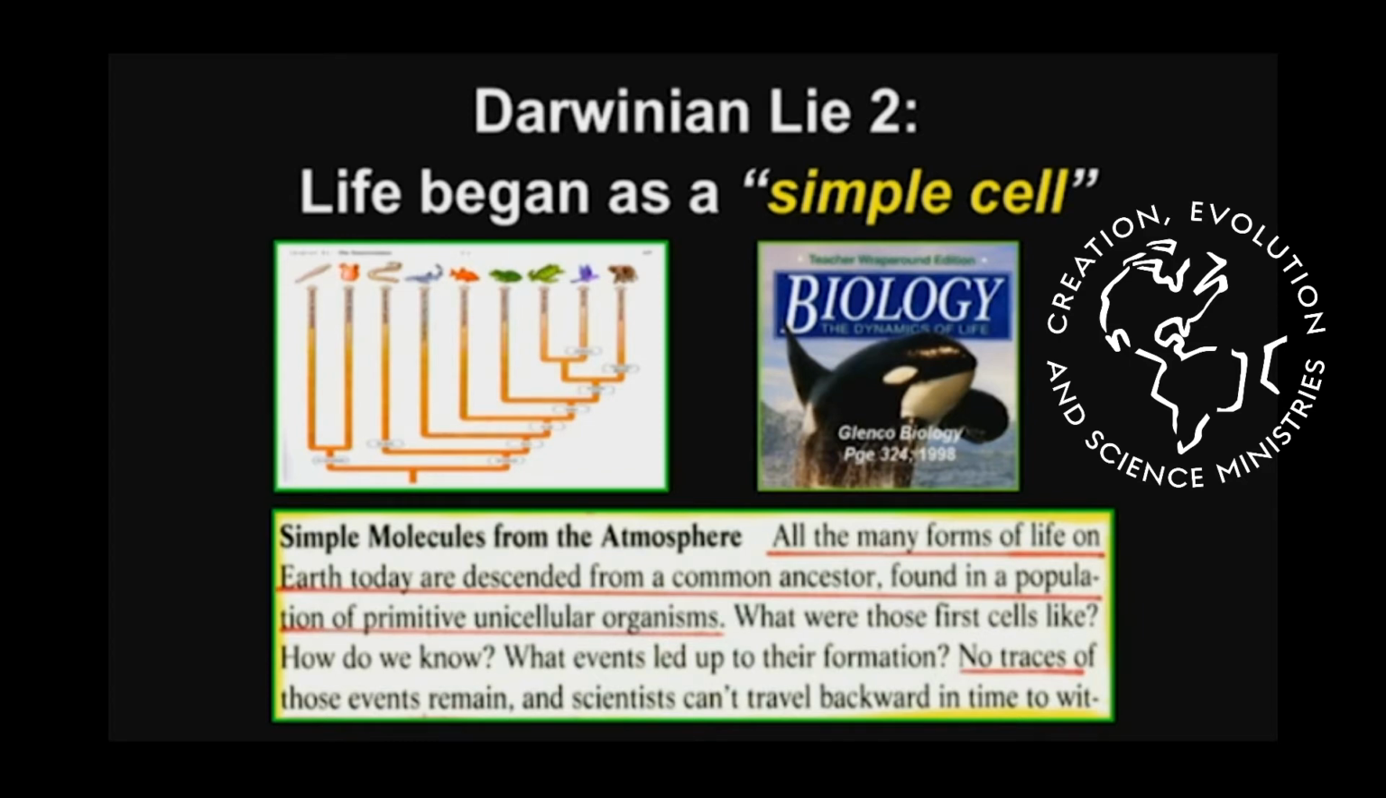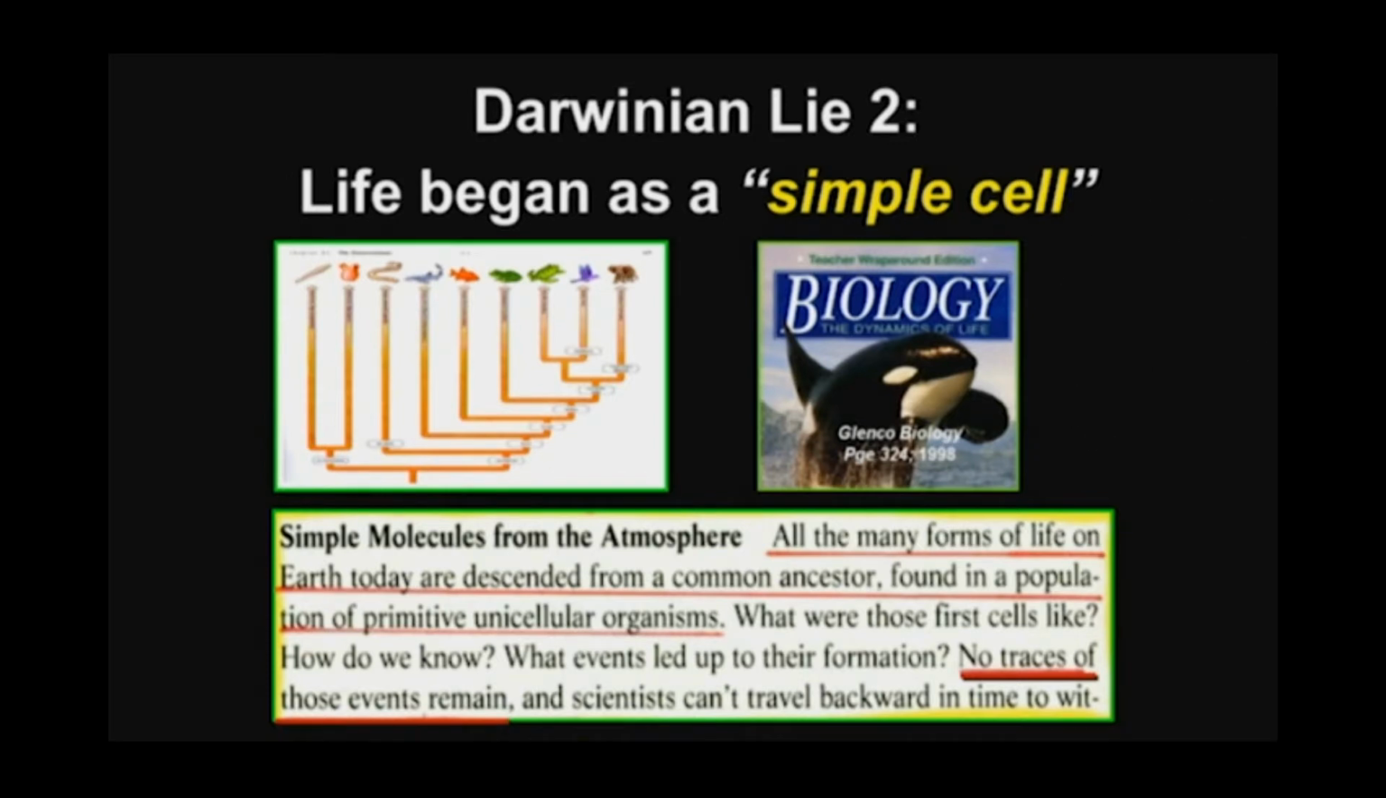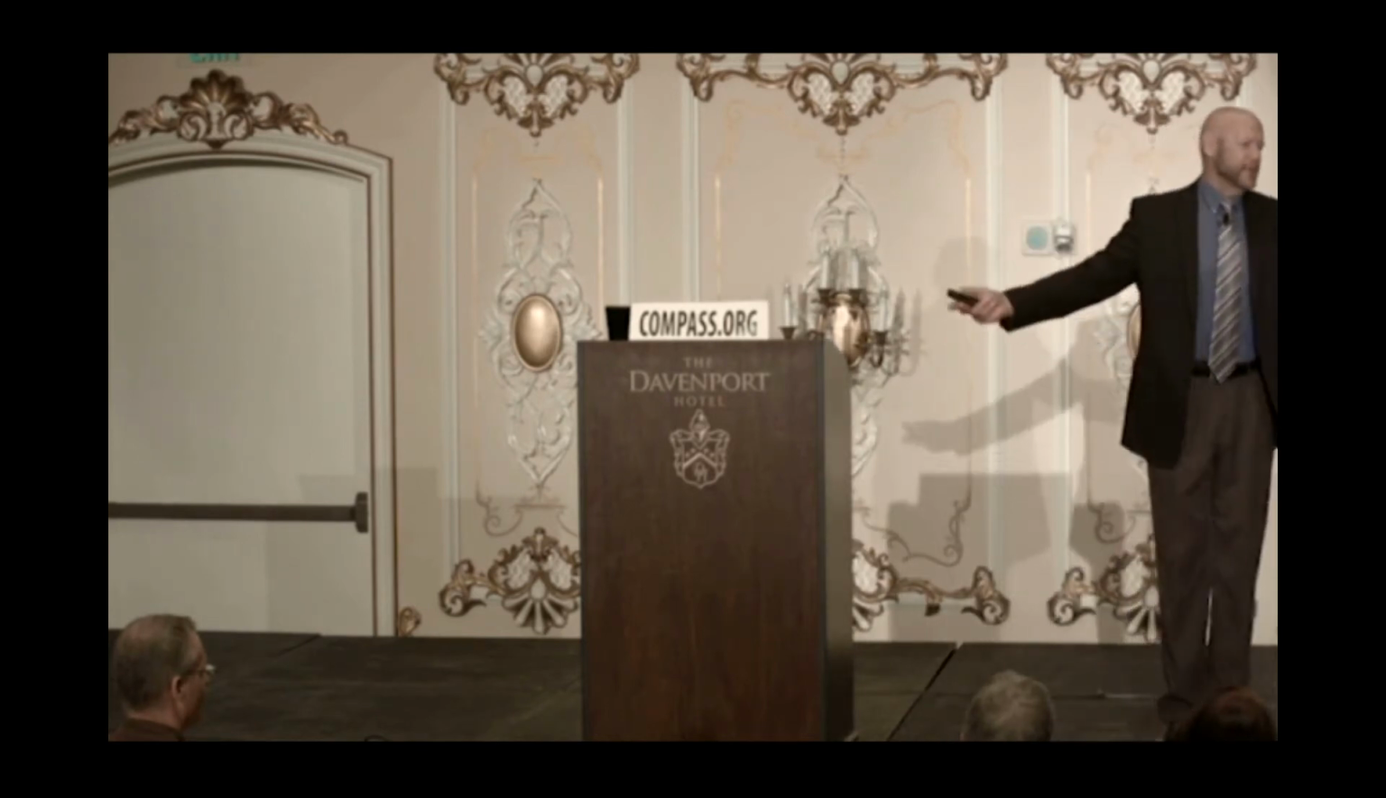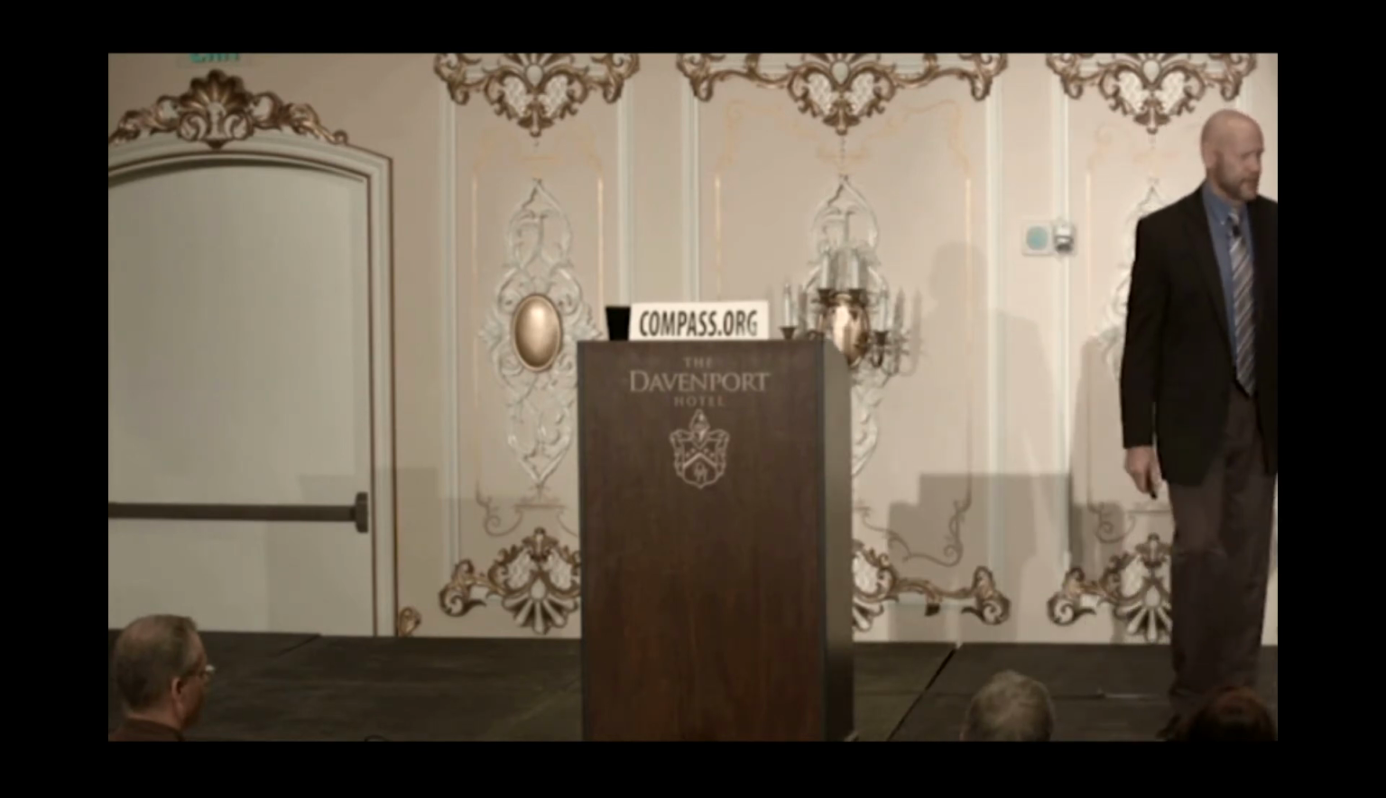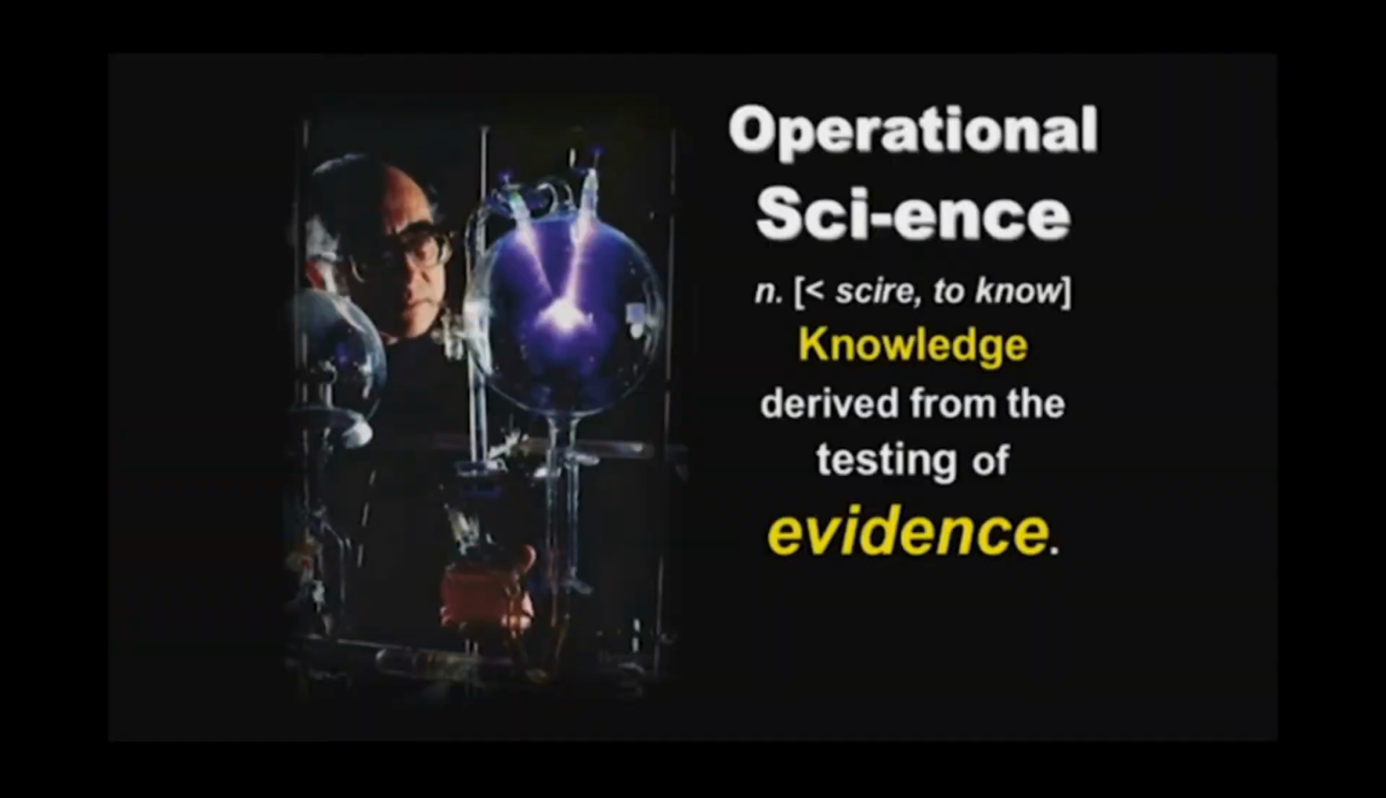Since science is knowledge derived from the study of evidence, what evidence do they have of this? Oh, it says right here, no traces of those events remain. From the Big Bang to the Big Rock to the rain on the rock to the poof moment where life started to the supposed simple cell, there is not a shred of evidence. It's a big fairy tale. They should start out with once upon a time, put it in a kid's book. I wouldn't have a problem with it, right? But I thought science was knowledge derived from the study of evidence.